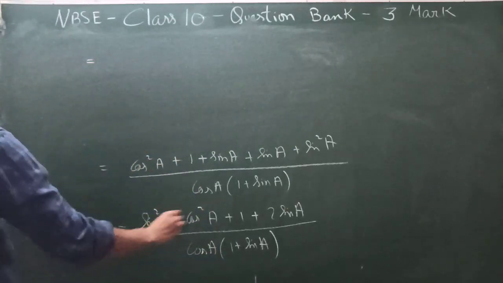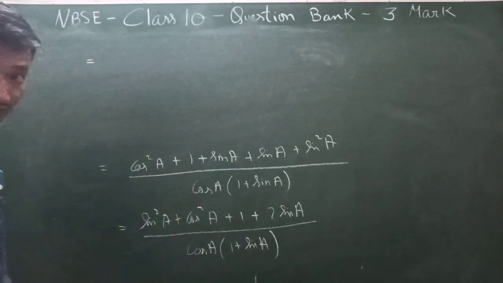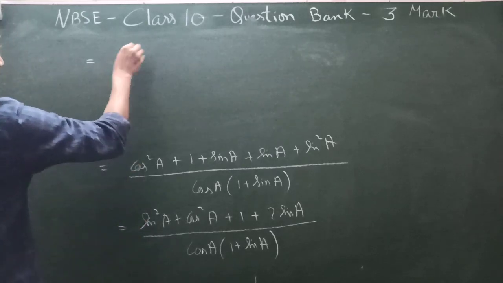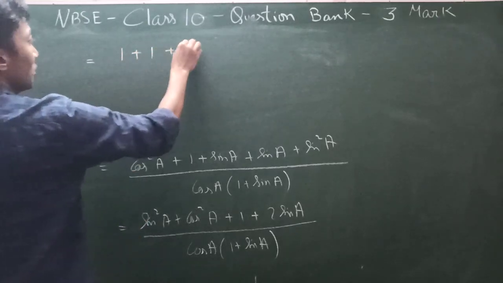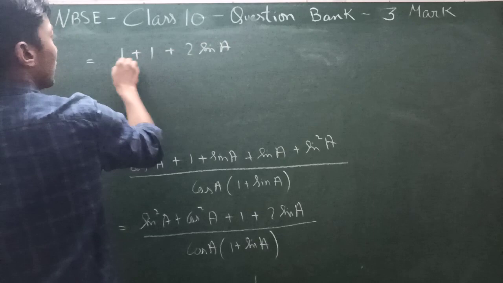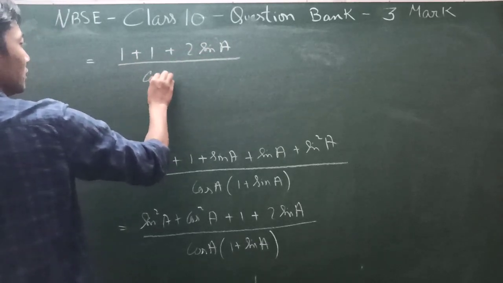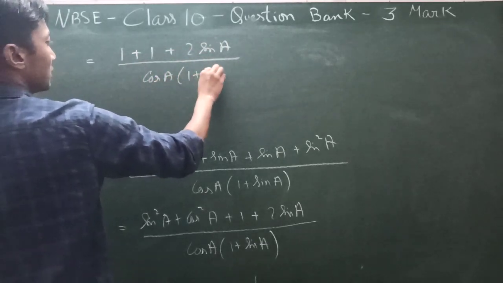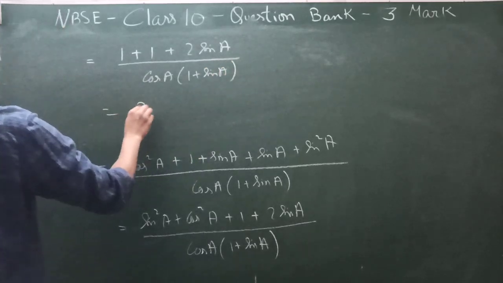Now sine square a plus cos square a, sine square theta plus cos square theta, the first trigonometric identity, that is 1. So 1 plus 1 plus 2 sine a, divided by cos a into 1 plus sine a. 1 plus 1 is 2.